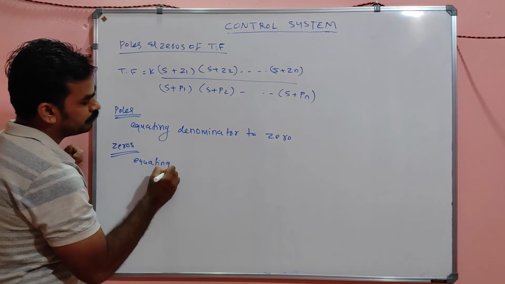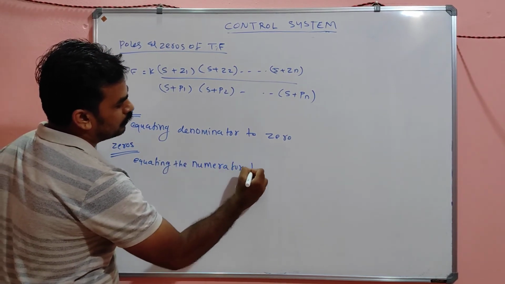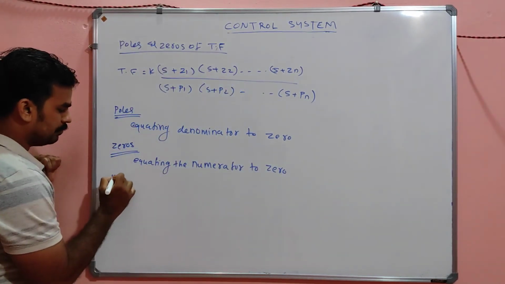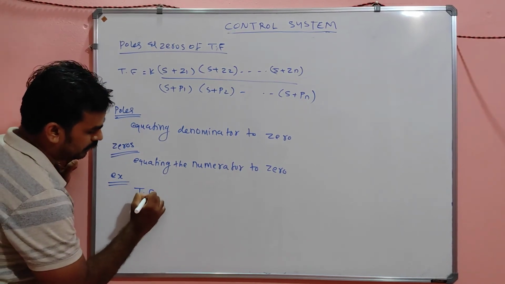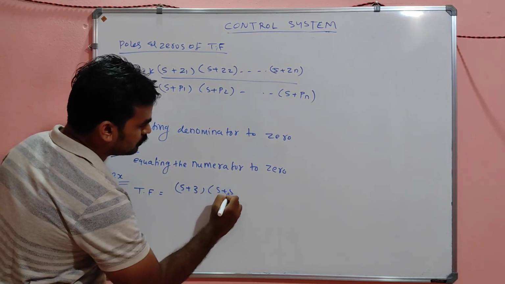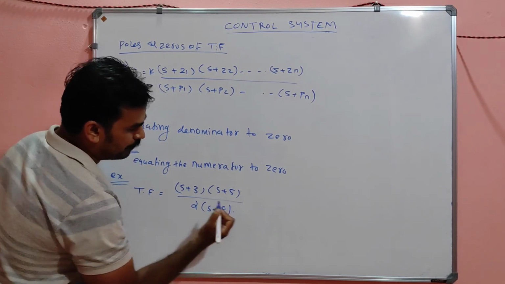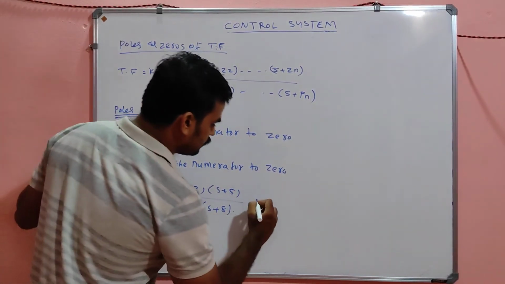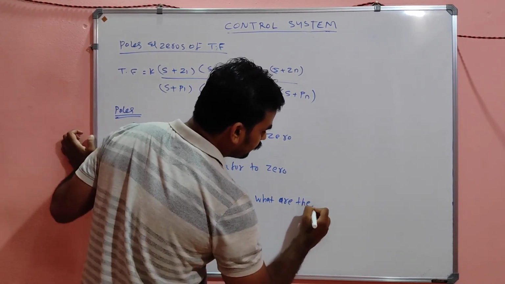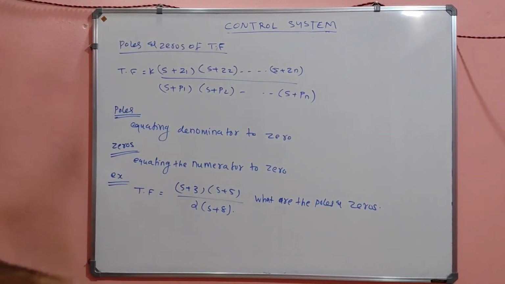And zeros are found by equating the numerator to 0. For example, I will show you an example. Suppose a transfer function is defined by s plus 3 into s plus 5 divided by 2 into s plus 8. What are the poles and zeros?